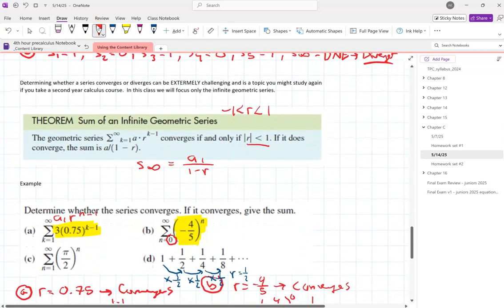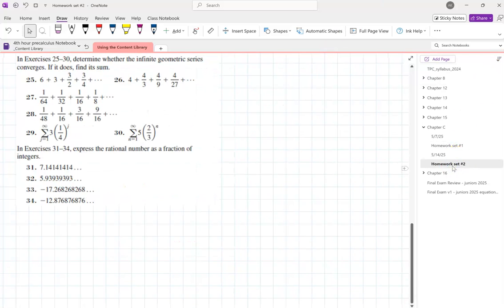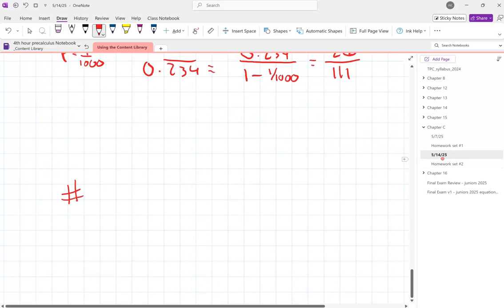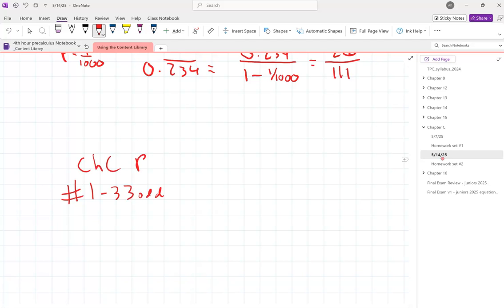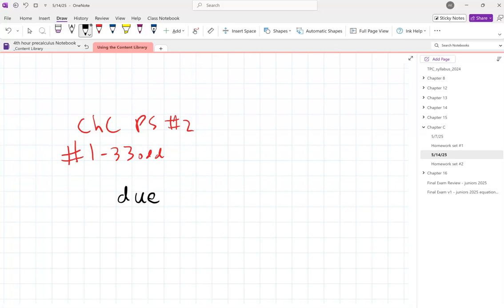So your assignment from this is going to be from the homework set 2 here. You guys are going to do 1 through 33 odd. And that's chapter C, problem set number 2. Again, all the things that are still outstanding that I haven't checked in. You have chapter C, problem set 1. That was 1 through 31 odd.